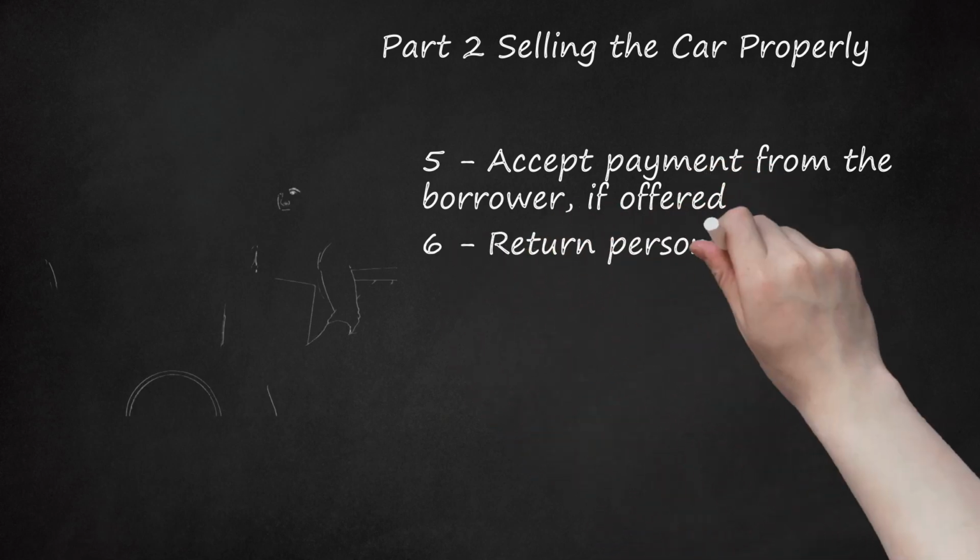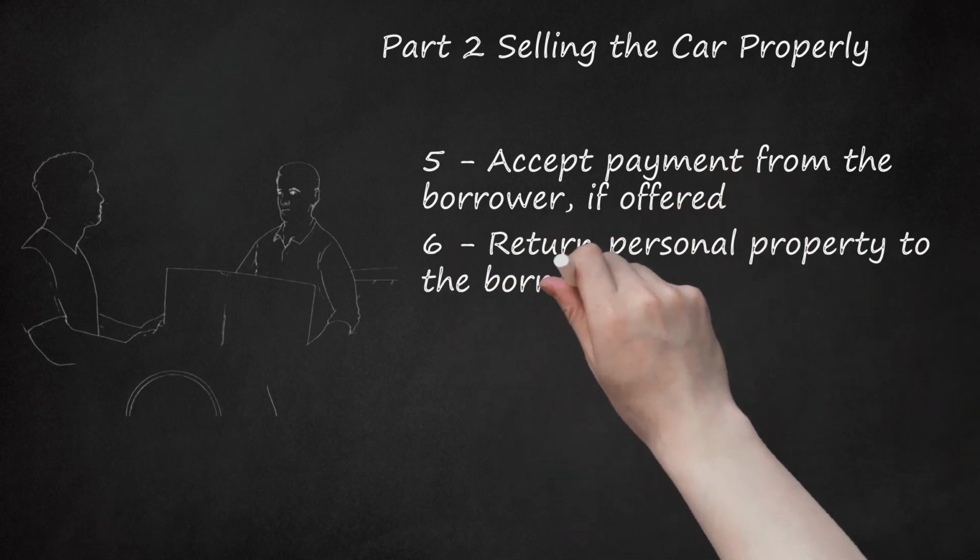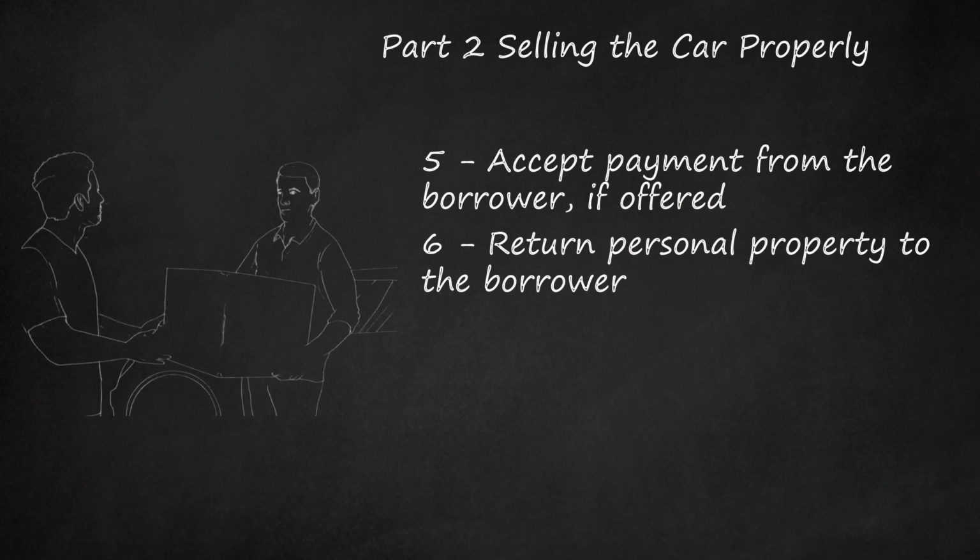6. Return personal property to the borrower. You cannot sell or keep the borrower's personal property. You should be sure to clear out the car before auction. Any personal property in the car when it is repossessed must be returned to the borrower.